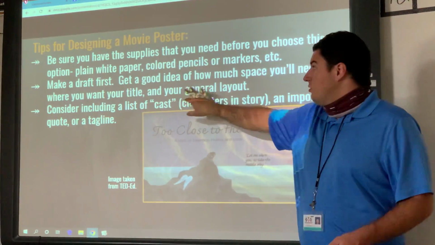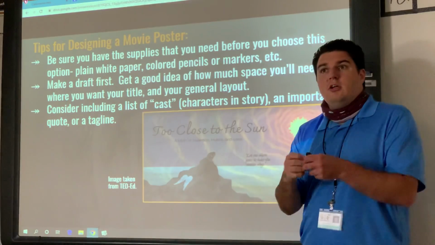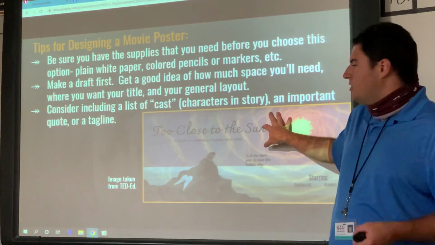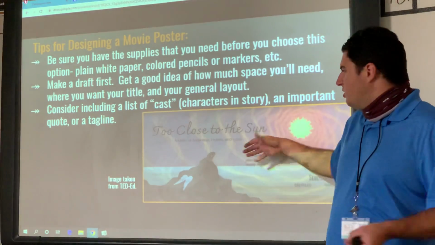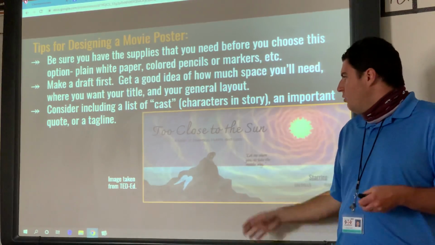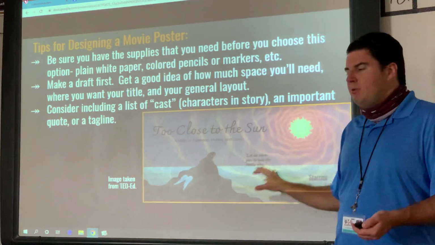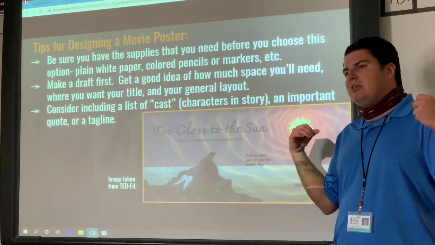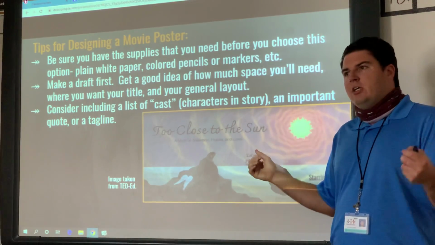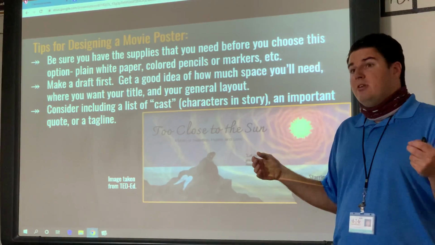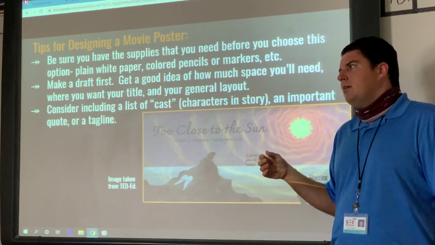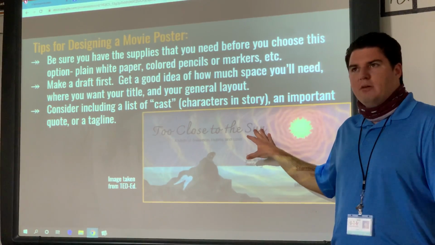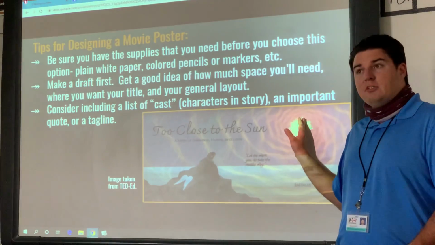So I would make a draft first, get a good idea of how much space you're going to need, where you're going to put your title, what you're going to put here. Consider using a cast of characters, the characters from the story, like an important quote and maybe a tagline. So here we have Icarus, the guy who made a set of wax wings and tried to fly to the sun. He flew really close to the sun and his wax wings melted, and that was sort of the end for him. Okay, not good. So that's a possibility.